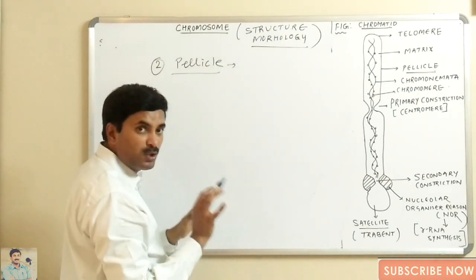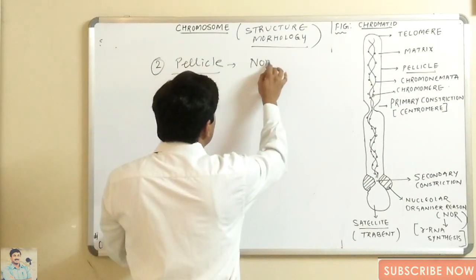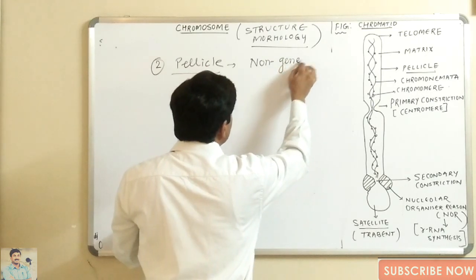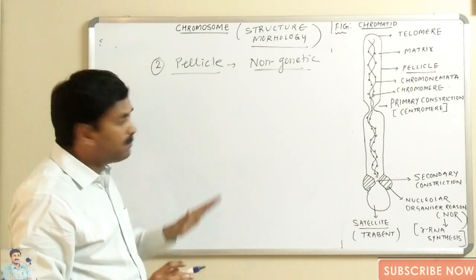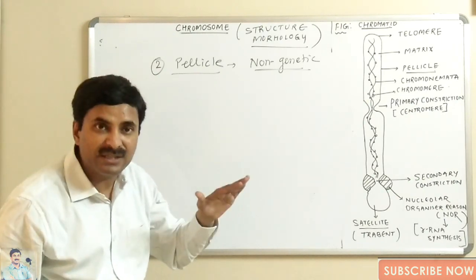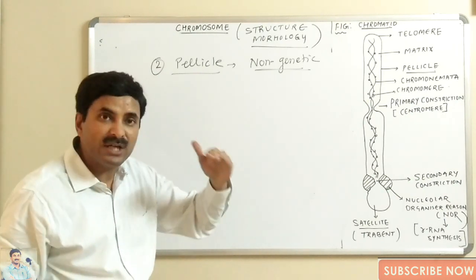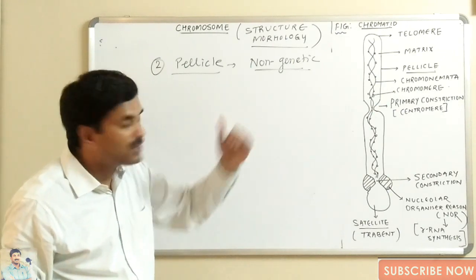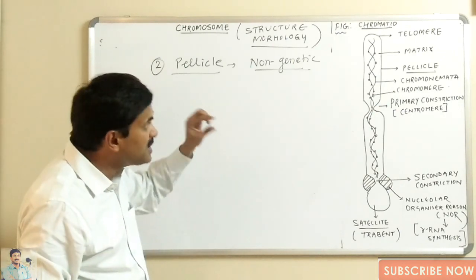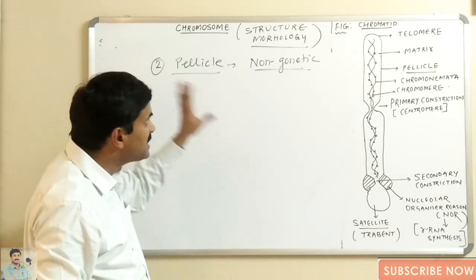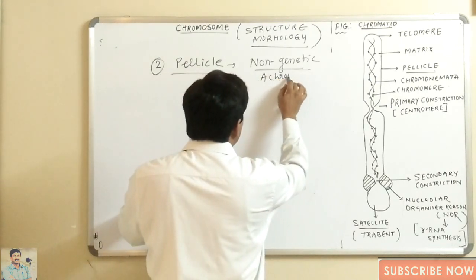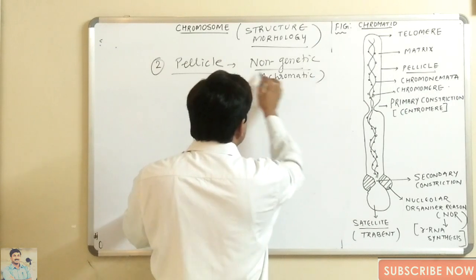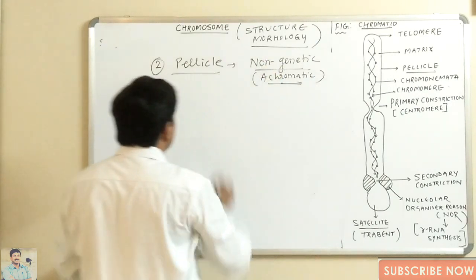First of all, you must know that it is non-genetic. It is a non-genetic part of the chromosome, meaning it is not associated with heredity. Basically, chromosomes are associated with heredity, moving from one generation to another. But this part of the chromosome is non-genetic and it is also achromatic. It is achromatic and it is non-genetic.